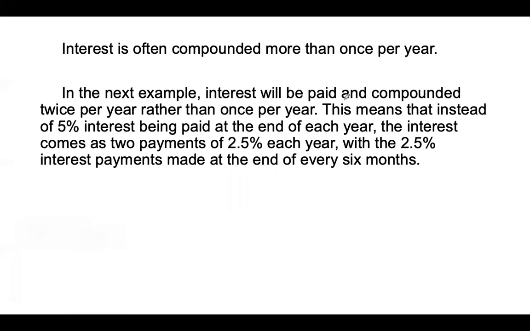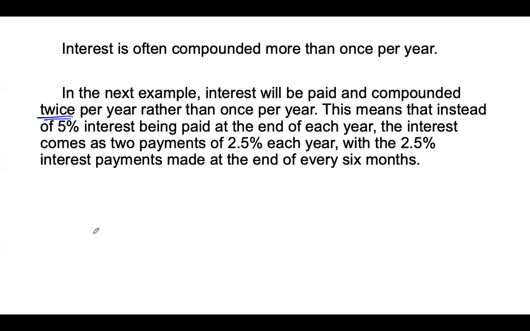So in the next example, interest will be paid and compounded twice per year rather than once per year. And this means that instead of 5% interest being paid at the end of each year, the interest comes as two payments of 2.5% each year, with the 2.5% interest payments made at the end of 6 months.